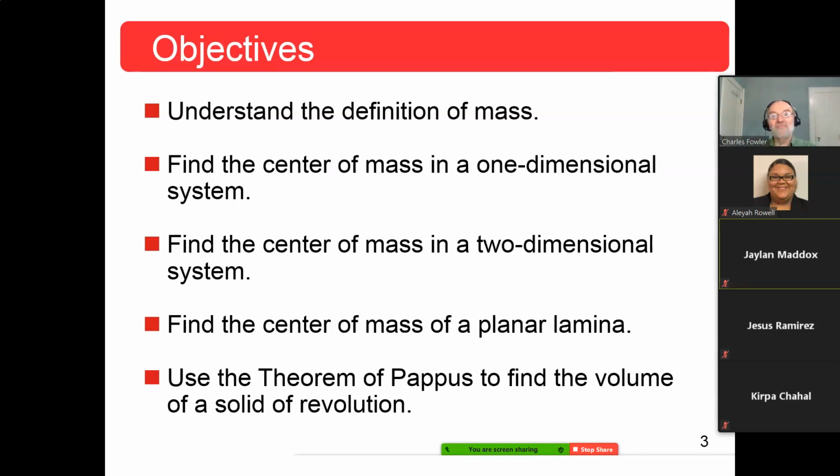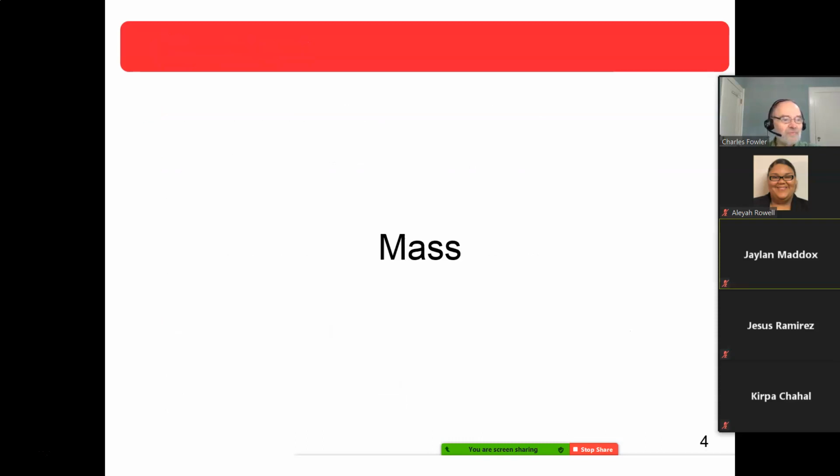Understand the definition of mass. That sounds pretty straightforward. Find the center of mass of a one-dimensional system. That's pretty straightforward. Find the center of mass of a two-dimensional system. Not that much worse. And then find the center of mass of a planar lamina, which is a fairly simple concept as well. And then theorem of Pappus, really simple, to find the volume of a solid of revolution. Okay, so let's start with mass.